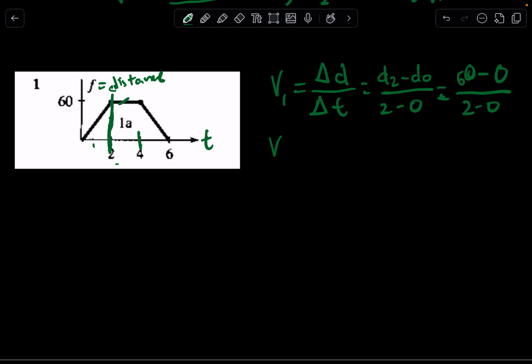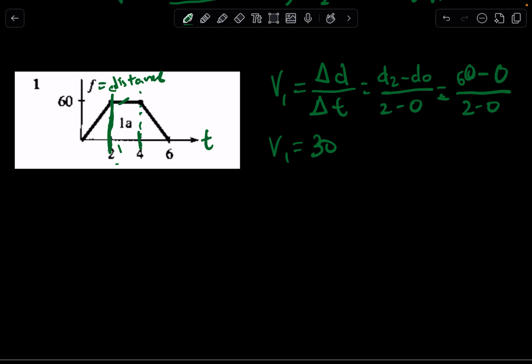Basically our V1 is equal to 60 divided by 2, which is 30, okay? So this velocity 1 represents the velocity for this time period from 0 to 2 seconds, or 2 units of time, whatever they are. That's for V1. Now let's do V2, okay?